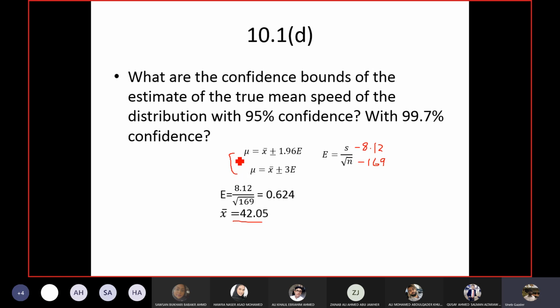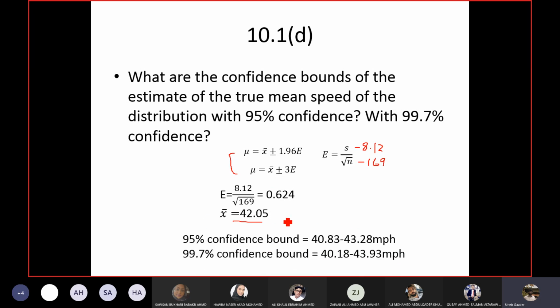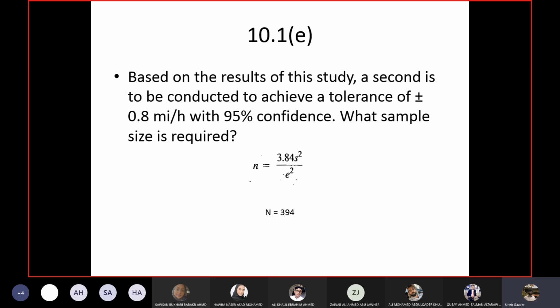This is the expression for the confidence interval. The first one is for 95%, the second one is for 99.7%. So you calculate these two values, and they come out to be these. It's a simple calculation. I think you shouldn't have any problems with it. We already did it for the previous example as well.